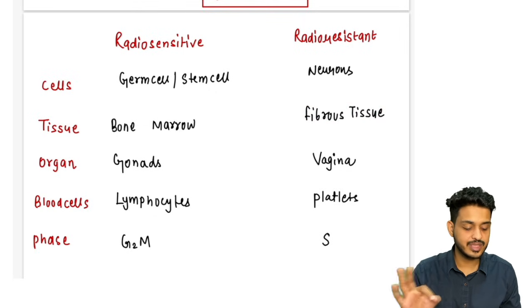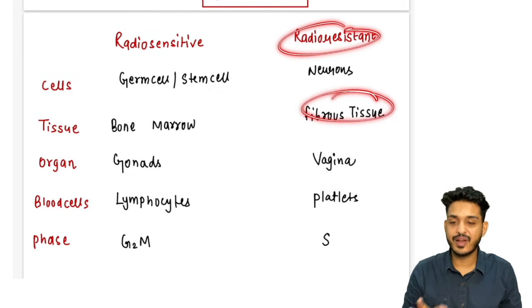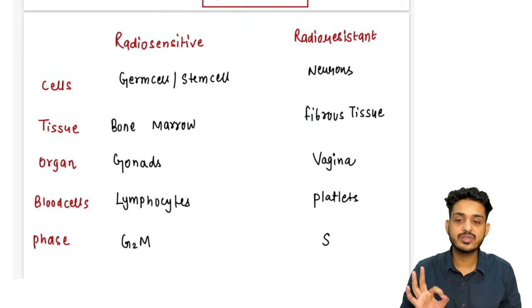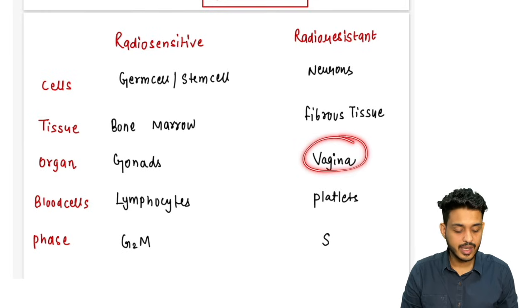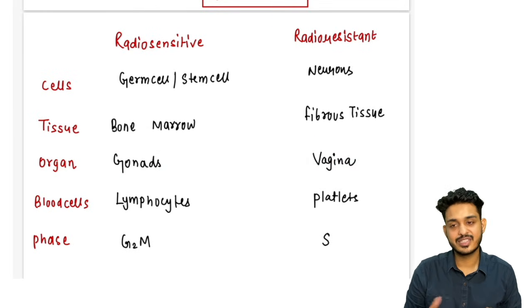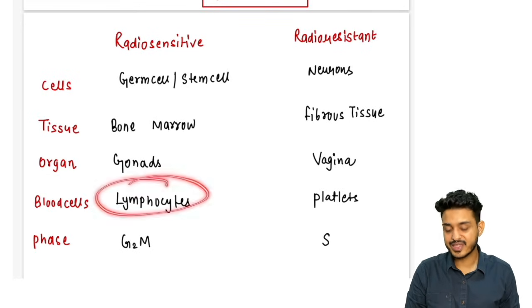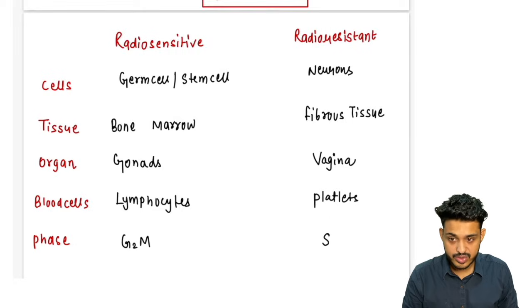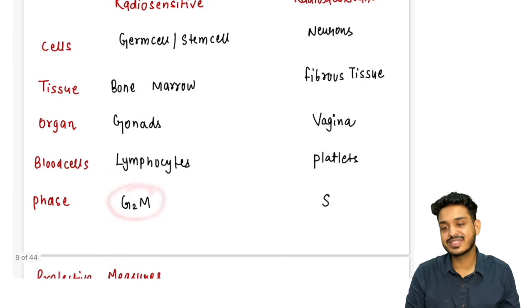Most radio sensitive tissue, your answer will be what? Fibrous tissue, right? Most radio sensitive organ is going to be what? This is going to be gonads. Same story, gonads will have what? Division, right? Most radio sensitive blood cells are going to be your lymphocytes, and the radio sensitive phase is going to be what? This is going to be your G2M.